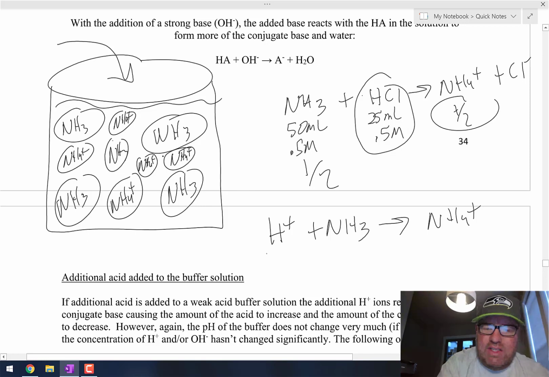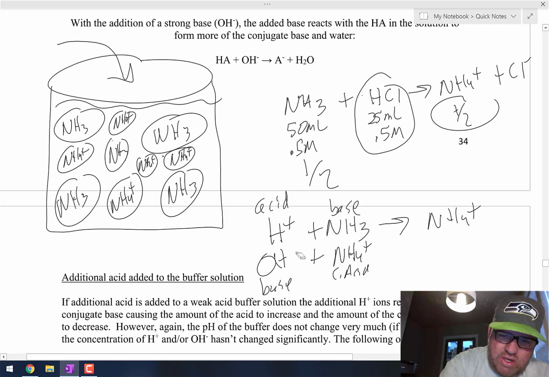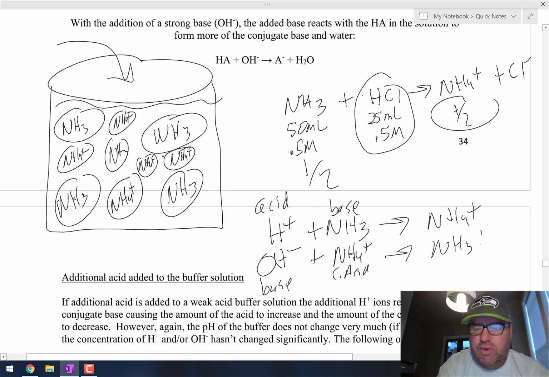And if I add some base, some OH minus, to the buffer solution, what's it going to react with? It's going to react with the NH4 plus. Again, this is the conjugate acid. Remember, the base always reacts with the acid component, and if you add acid, it always reacts with the base component. So if I add some OH, not OH plus, OH minus, it's going to react with the acid to form NH3 and H2O. Okay?